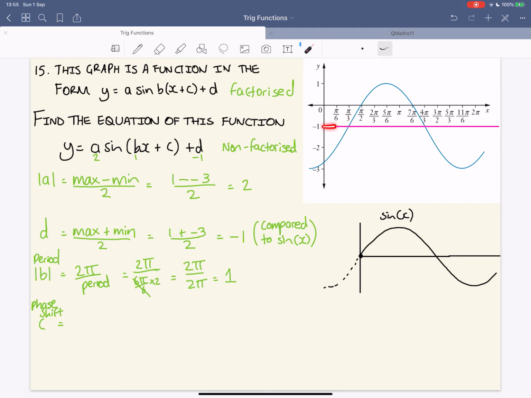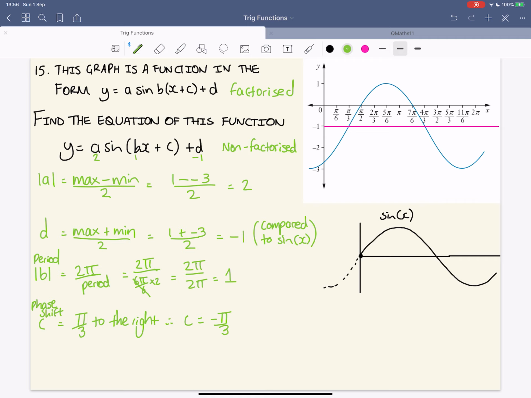And it moved across, can you see it? On the x-axis, it moved pi on 3 that way, right, to the right. And so when something moves to the right, our C value is negative. And how far did it move? Well, it moved pi on 3 to the right. And when something moves to the right, it's a negative. So therefore, C equals negative pi on 3.